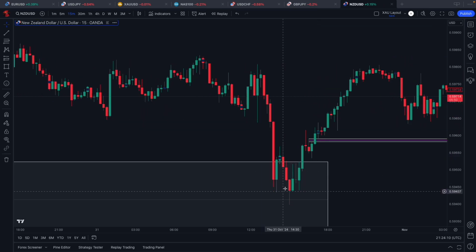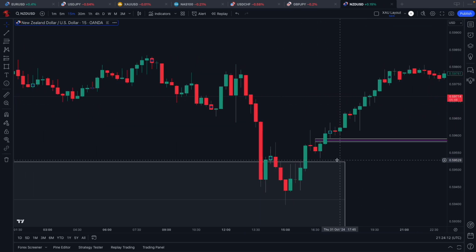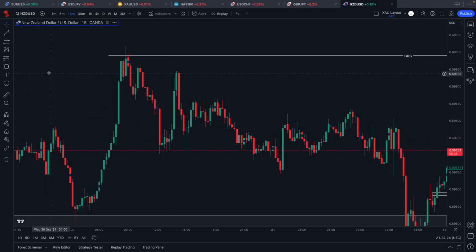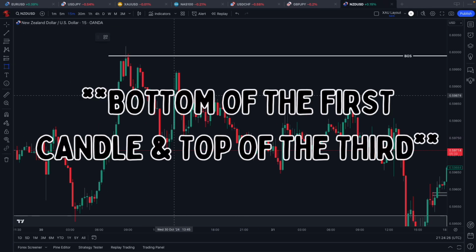So just remember, in a bullish impulsive wave, we are looking at the top of the first candle and the bottom of the third candle. Now, in a bearish opportunity, we are looking for the opposite, okay? So we are looking at the top of the first candle and the bottom of the third candle. So this is the top of the first, bottom of the third, and you can see price has traded into this fair value gap before trading us to the downside.